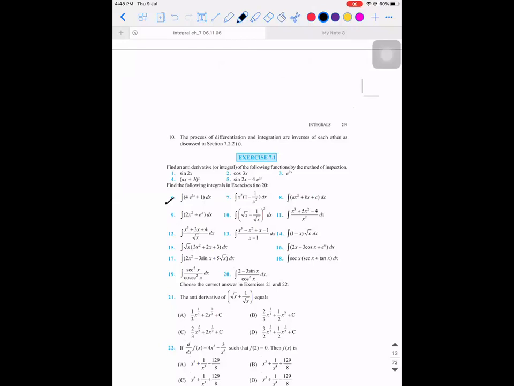Sir, can you explain the seventh question once? Sure. So seventh is integral of x square into 1 minus 1 by x square dx. So here it is like u into v. You don't have any formula as of now for u into v, right? So what you need to do is make it a simple function. So multiply this x square inside. X square into 1 is x square, minus x square into 1 by x square is 1. So x square minus 1 dx.